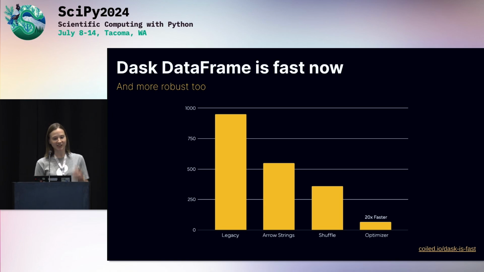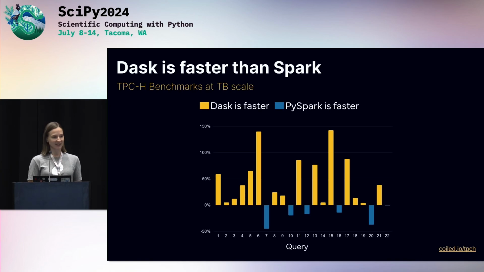So all of these changes to Dask DataFrame have made it a lot faster, so up to 20 times faster, and these are the result of all of these changes layered on top of each other. It's also a lot more robust, and that robustness helps us actually be able to use Dask at a scale that was prohibitively slow before a lot of these improvements.